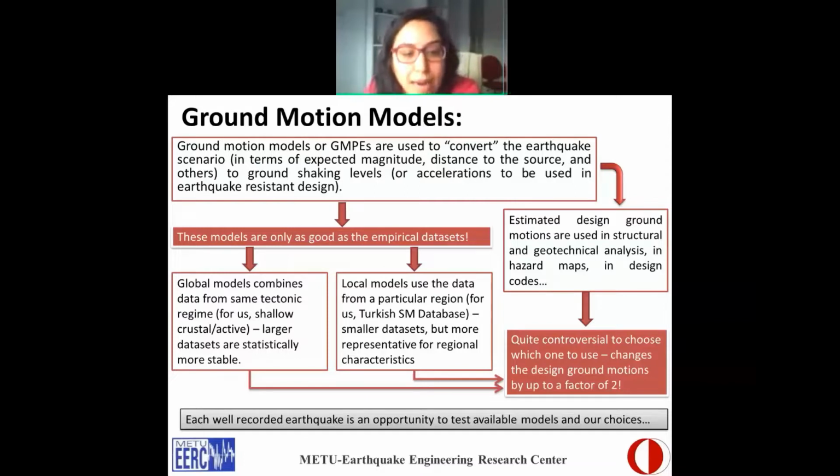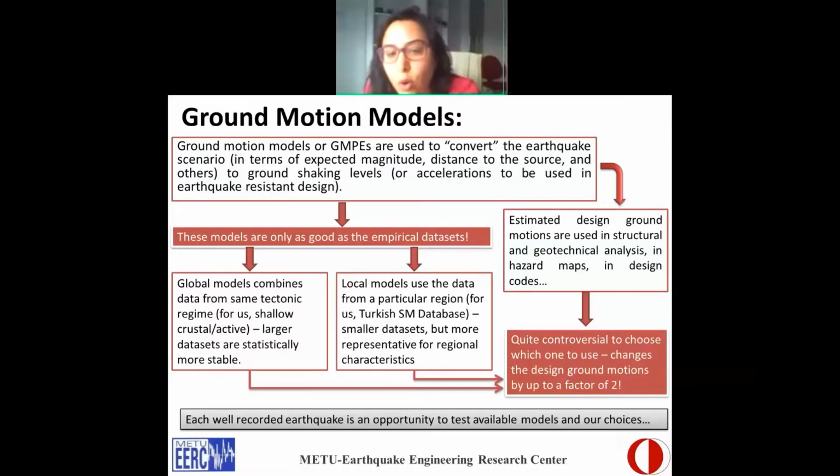The first one is the global model that combines the data from the same tectonic regime. In our case, for Turkey, the tectonic regime is shallow crustal earthquakes in active tectonic regions. If you combine the data from different countries or regions together, you will end up with a larger data set, which is statistically more stable.